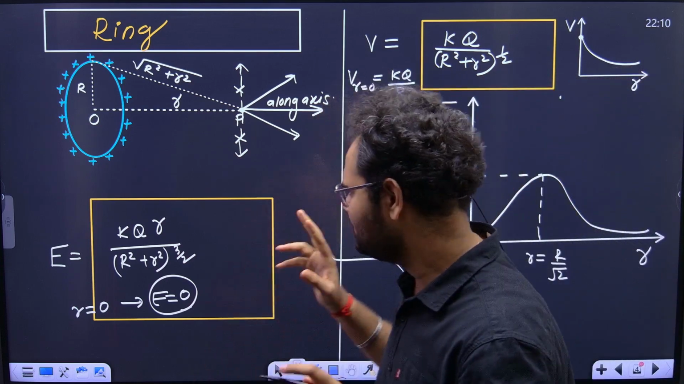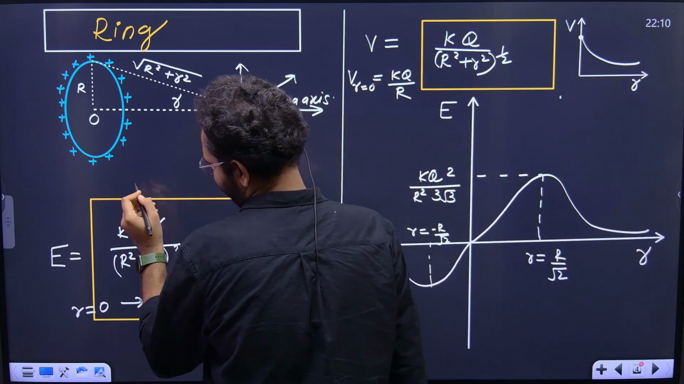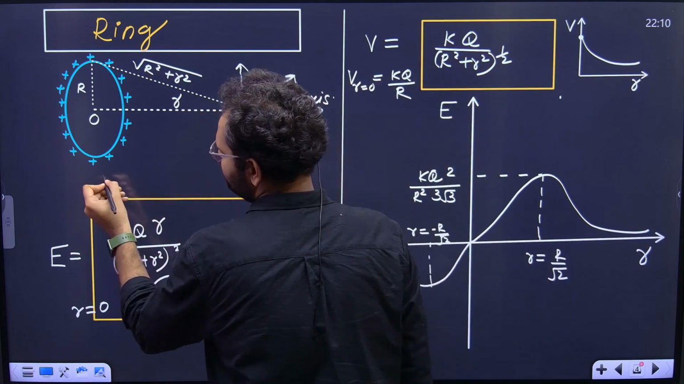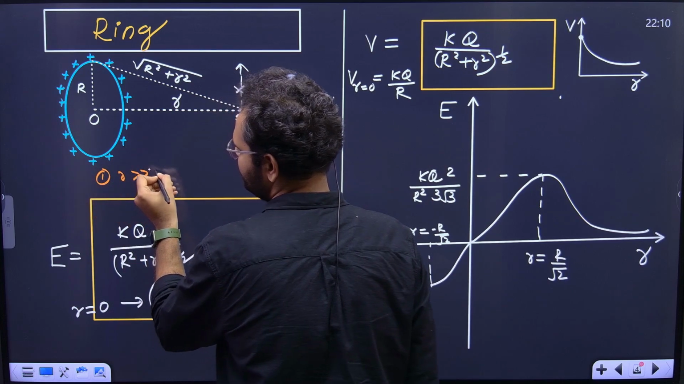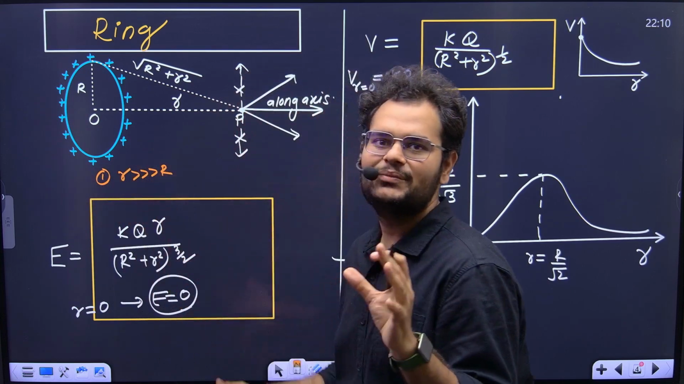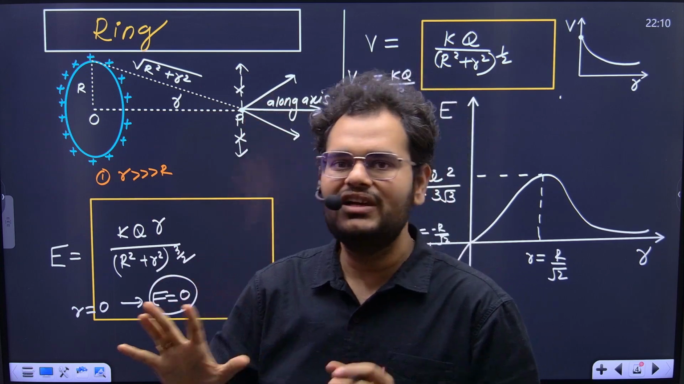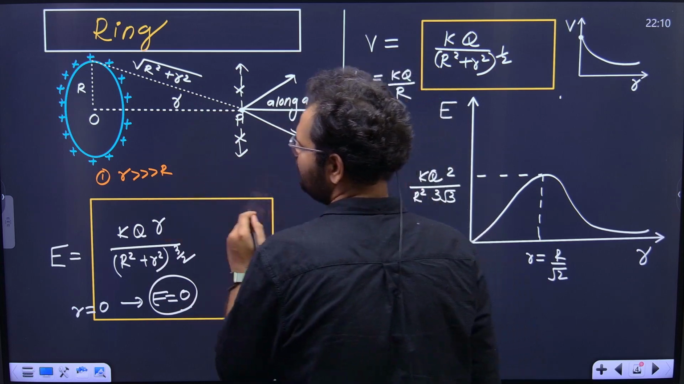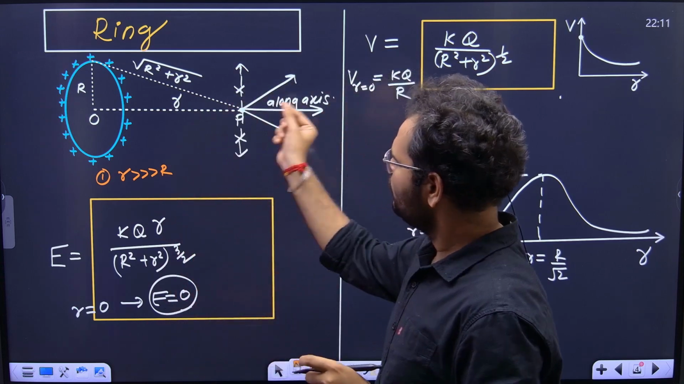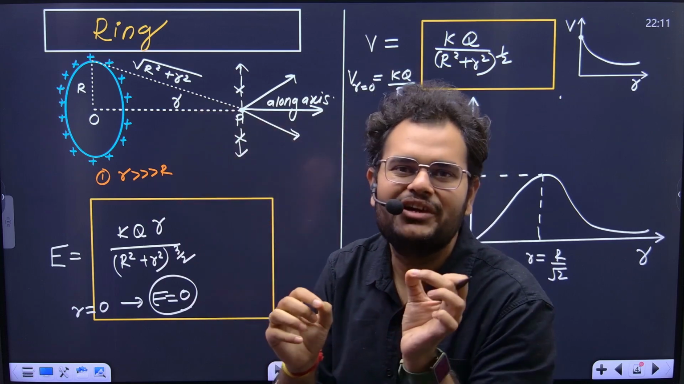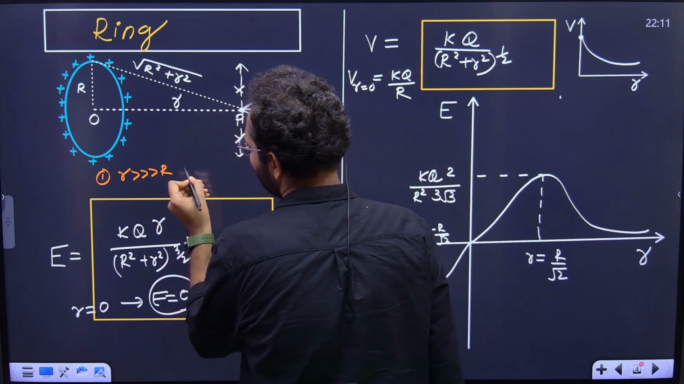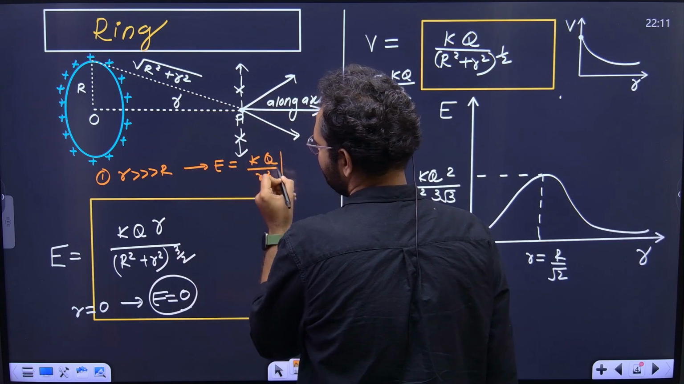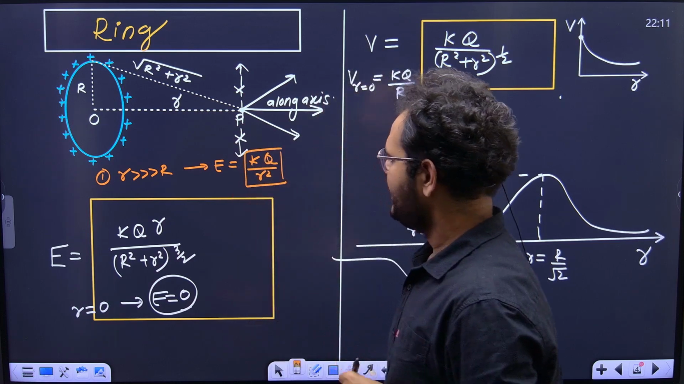Have we missed something? Yes, some special cases. Let me discuss them with a different color marker. In the first case, when small r is greater than capital R, that means the point where I am looking at the electric field is quite far. If it is quite far, this ring will appear like a point charge. So you have to remember that the formula for the electric field will become kQ by r square, simply like a point charge.